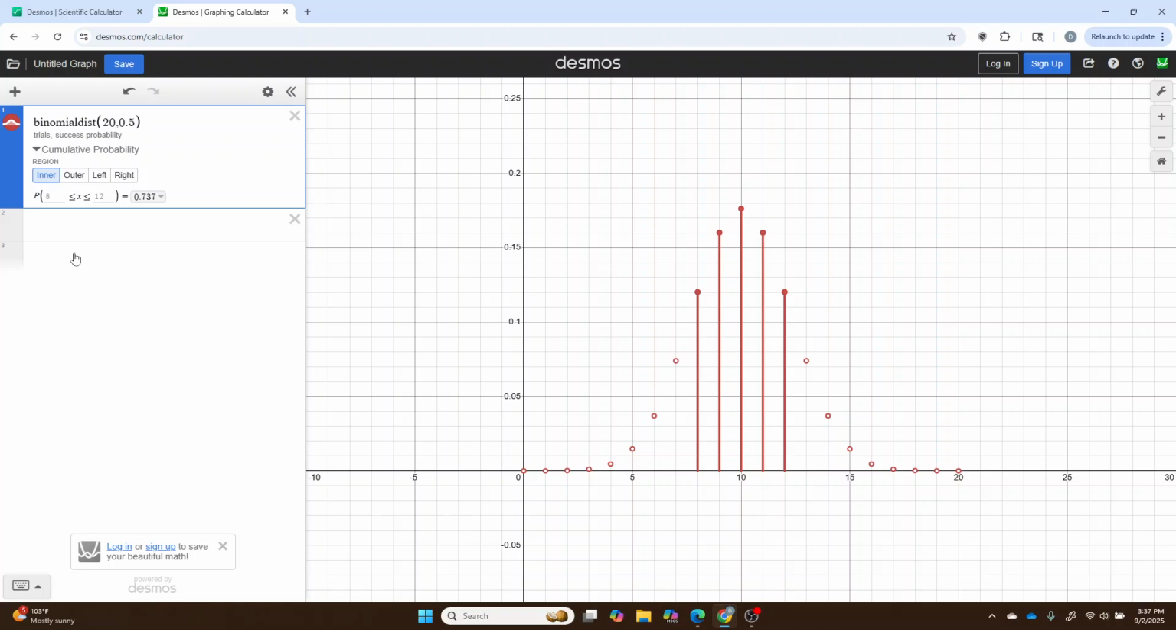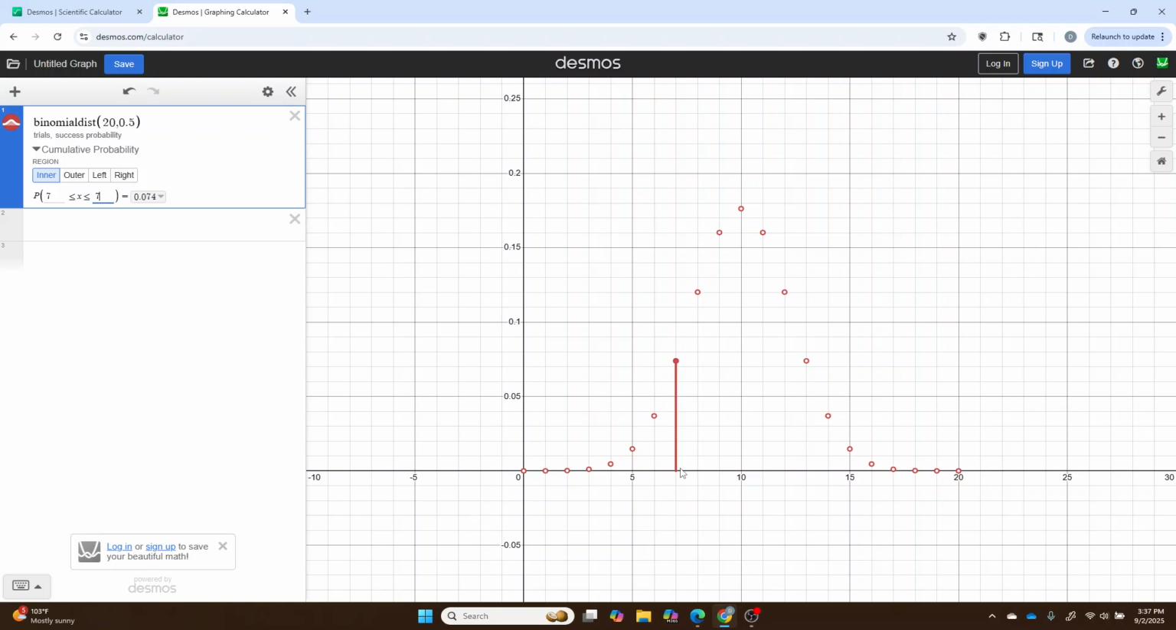And if I want the probability that x equals 7, oh, okay, so I said something wrong a second ago, but here's how we actually do this, because none of these options give us the probability of x equals 7. So what we actually have to do is just use this inner option, and we'll put 7 in both locations, because if x is equal to 7, then that means x has to be somewhere between 7 and 7, right? So we put 7 in both locations.